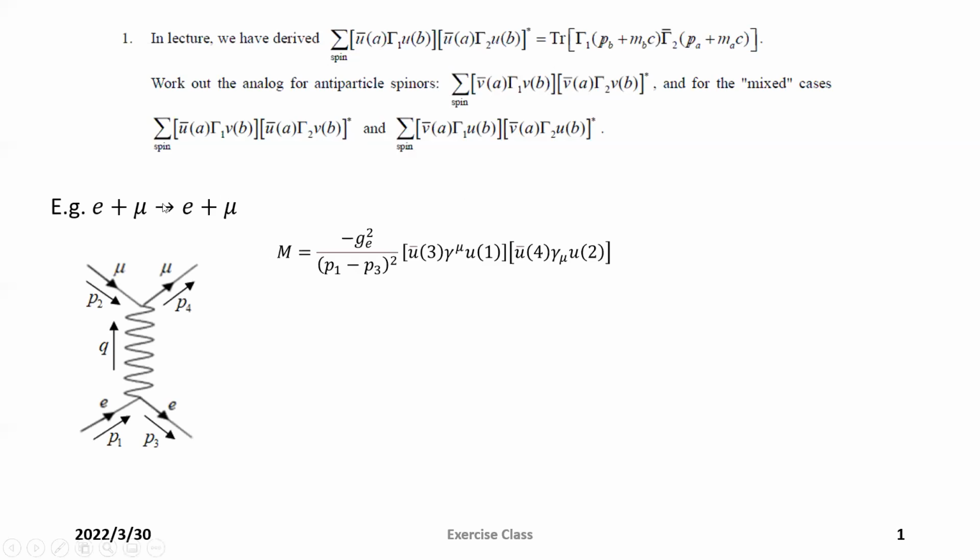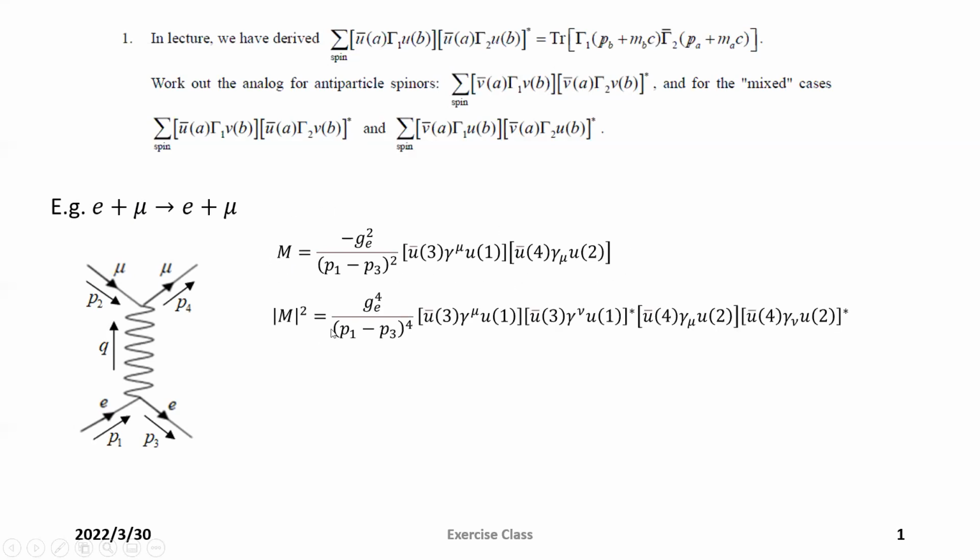In lectures, we have considered a process of electron-muon scattering, and the Feynman diagram is like this. And we have derived the amplitude using Feynman rules. And so we can calculate the amplitude square, just taking the complex conjugate and multiplying them together. So this is the amplitude square.